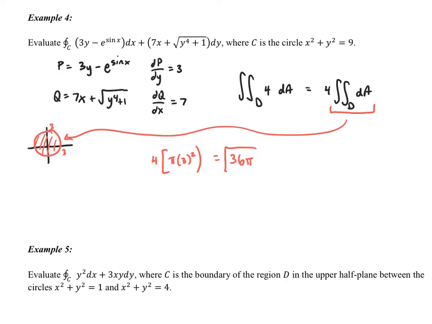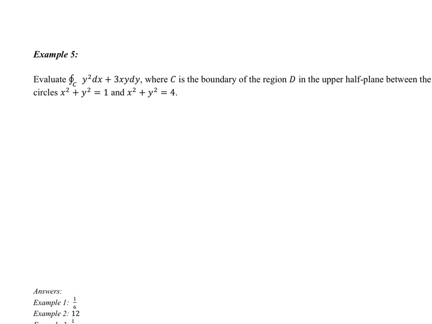Now you could do this the long way. You could set up the double integral. You might want to convert that to polars. This is a much faster process. So that's example 4. Okay, let's try example 5, last example in this section.